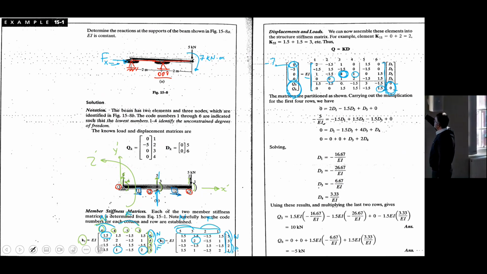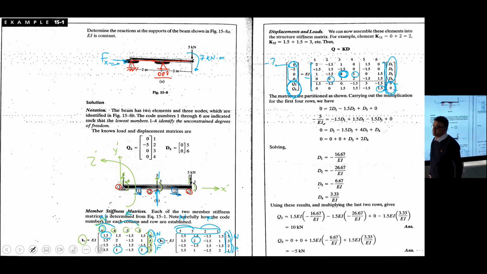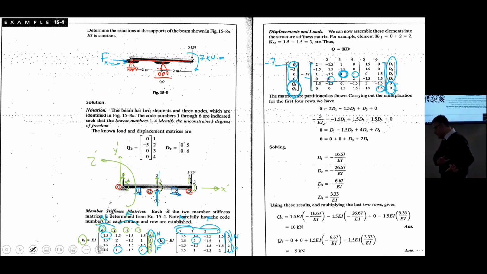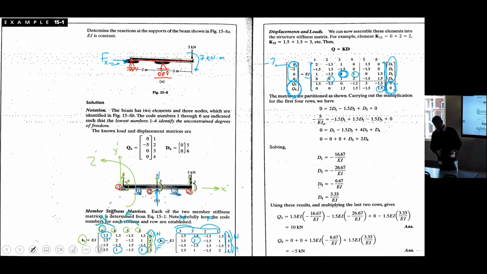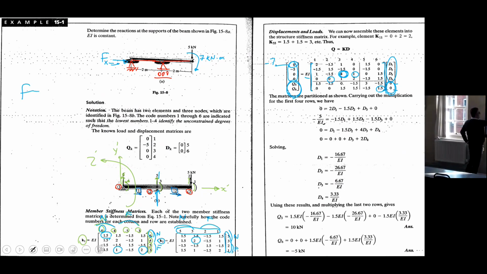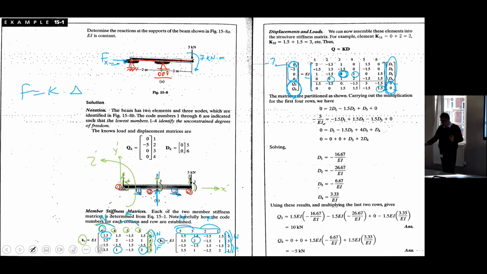And last, not least, what are D1, 2, 3, 4? The forces are in the left-hand side. Deformations are in the right-hand side. F equal to K delta. In the right-hand side, deformations. Left-hand side, forces. If you don't remember, just keep in your mind, F equal to K delta. This is for a spring.